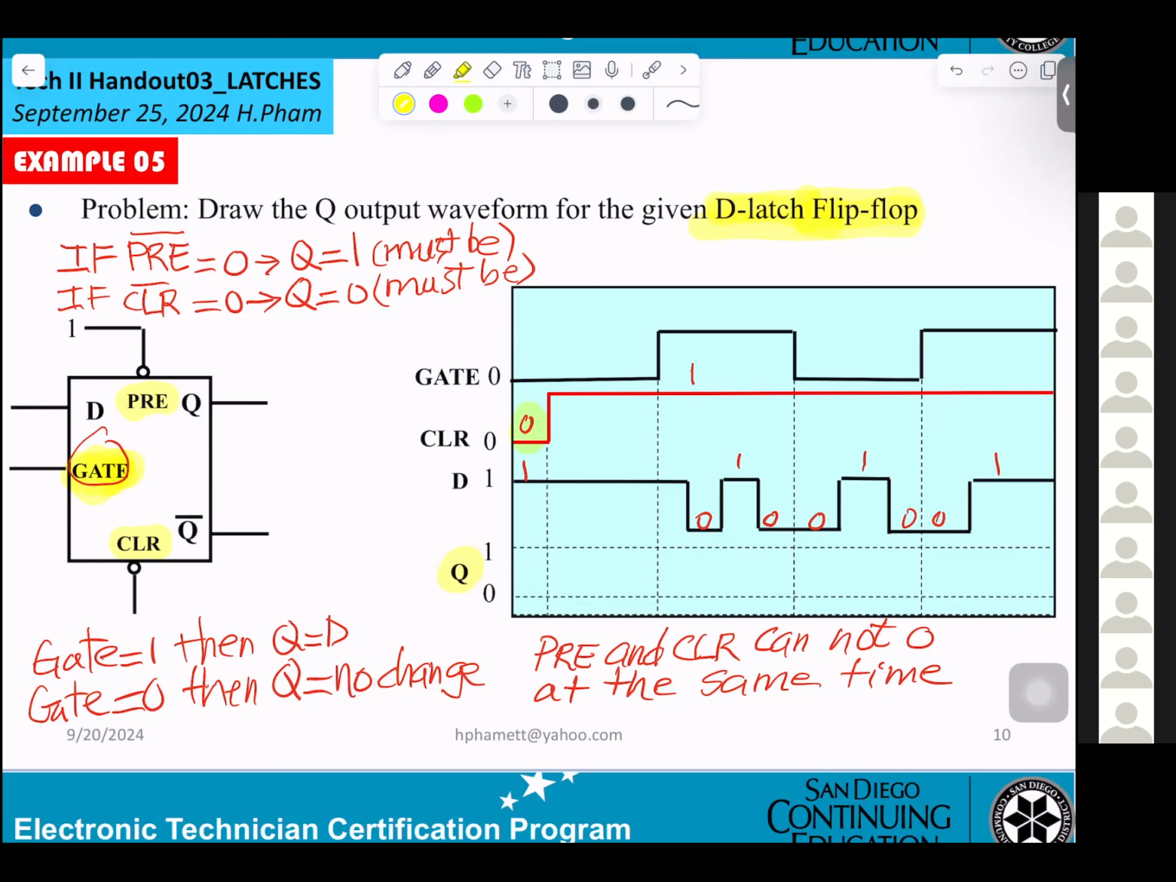Clear equals 0. They're telling me 0 here at the beginning. I already told you, clear 0, Q must be 0. That's right. So that's why I draw Q equals 0.